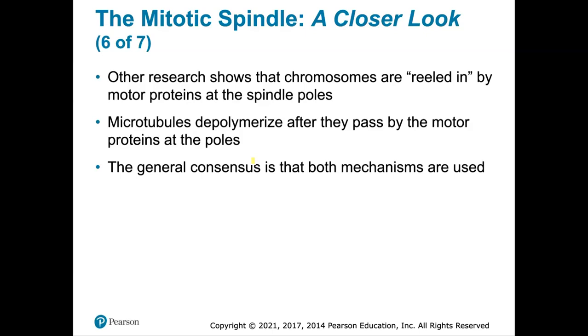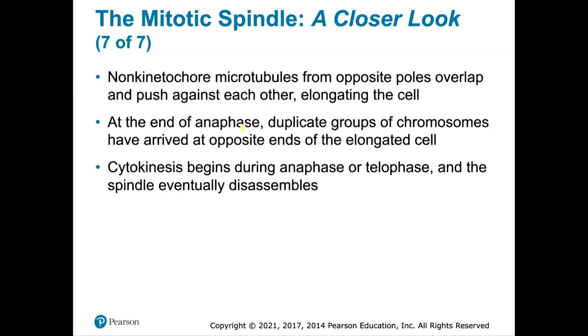And then the last thing I'll say is the way that the microtubules pull the sister chromatids apart in anaphase is that they depolymerize. In other words, they get shorter. Microtubules depolymerize, or they get shorter, and that causes the sister chromatids to separate and move to opposite ends of the cell.